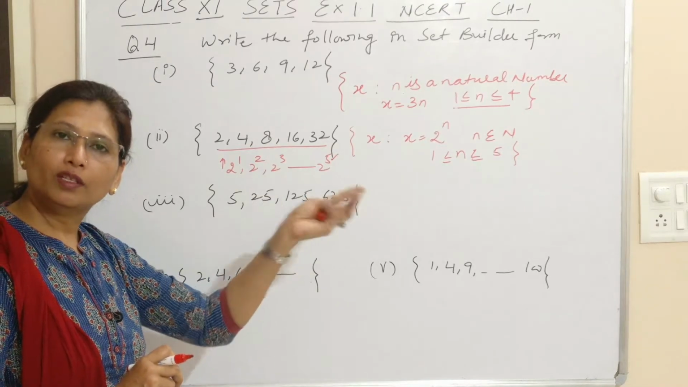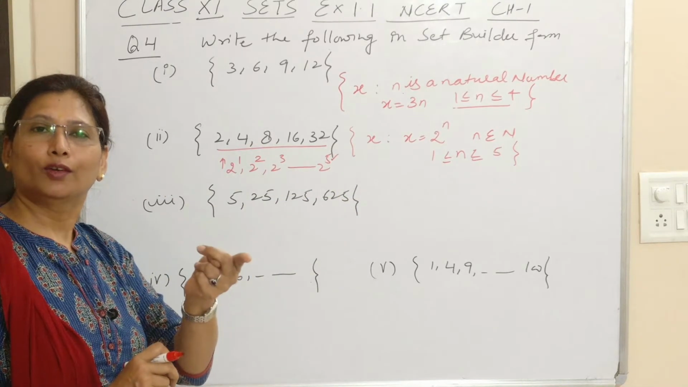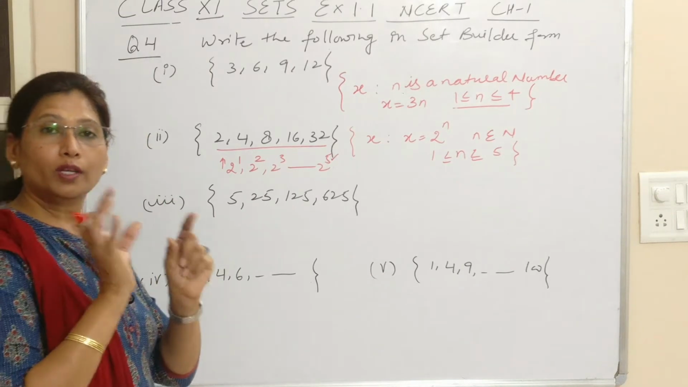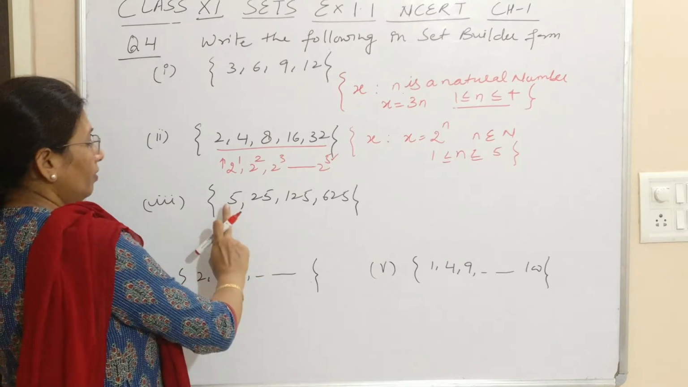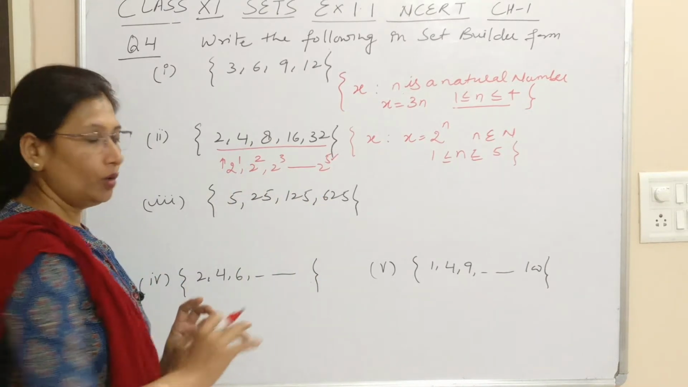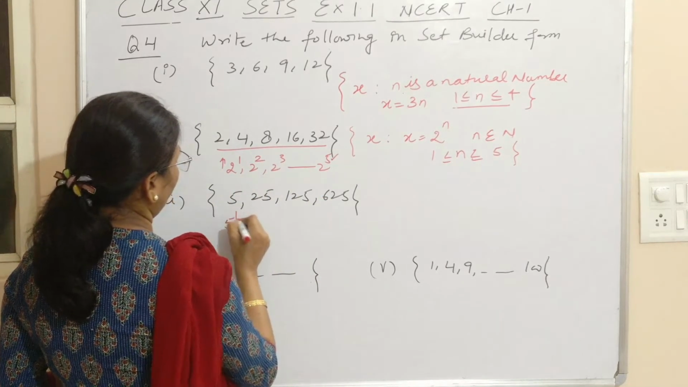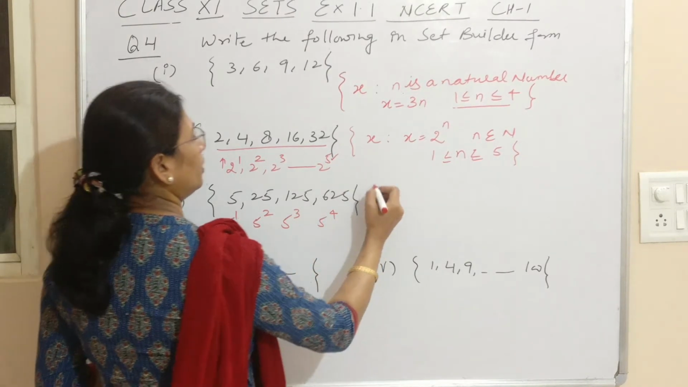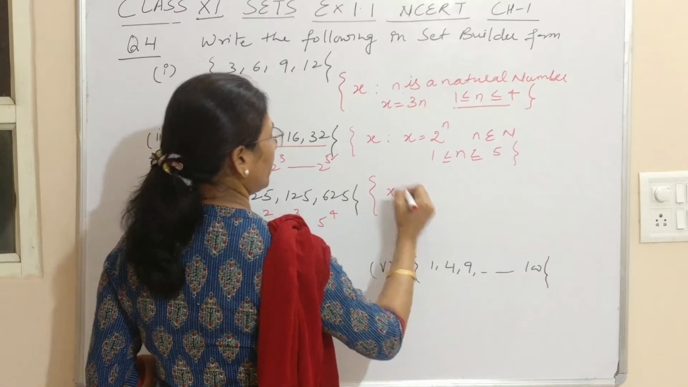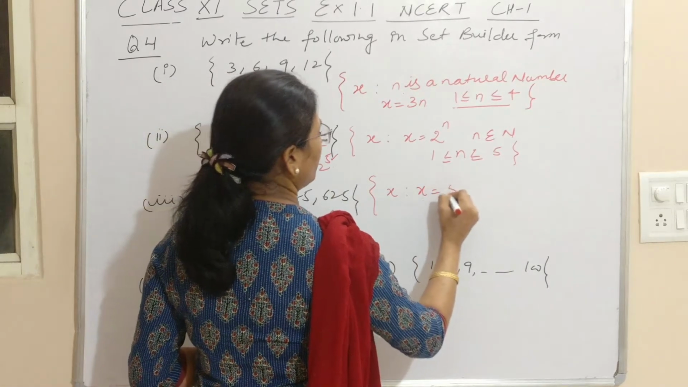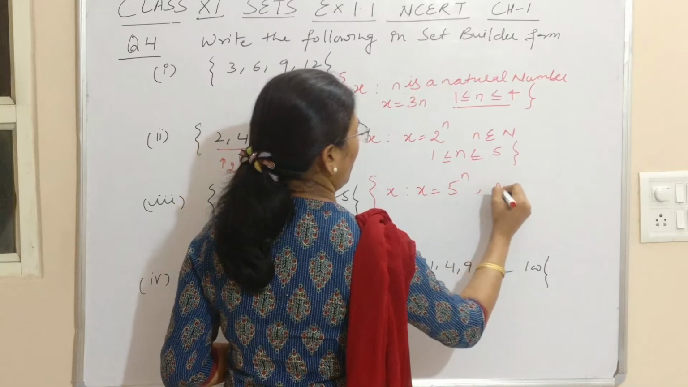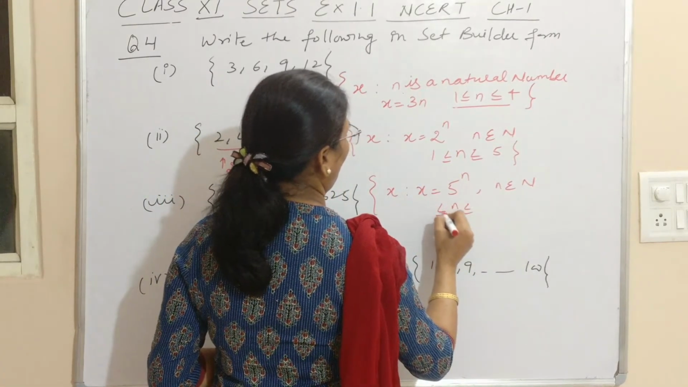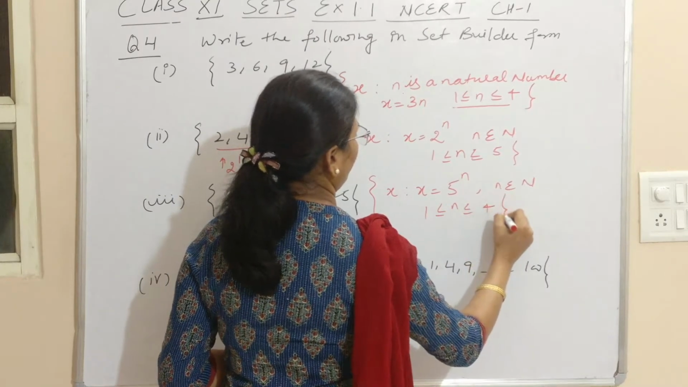In the previous part, this was 2 raised to power n. So now in the second part, this is going to be 5 raised to power n. Now what is the value of n? N is lying between 1 and 4. So here we can write like this. The set builder form is x such that x is equal to 5 raised to power n belongs to the set of natural numbers, and n lies between 1 and 4.